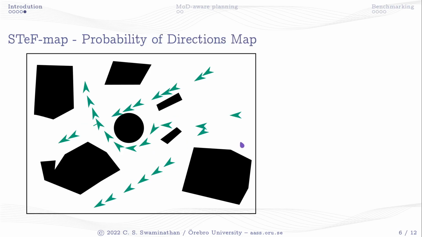Another map we use is the STeF map, or probability of directions map. Here we have different probabilities of transitions. So at this particular location, what is the probability of going left versus what is the probability of going left down? So this map records the probabilities of transitioning from one cell to the 8 neighboring cells.